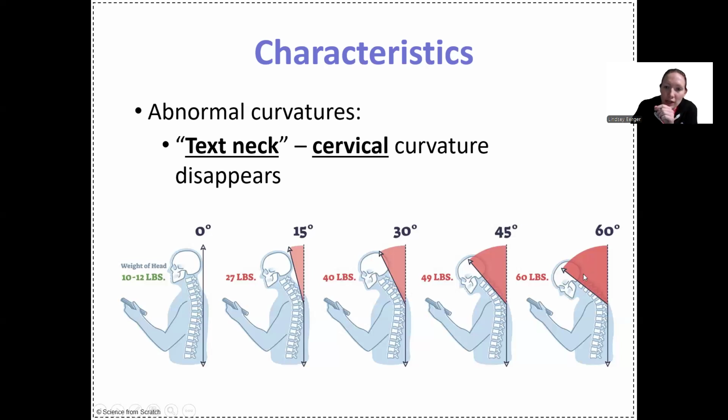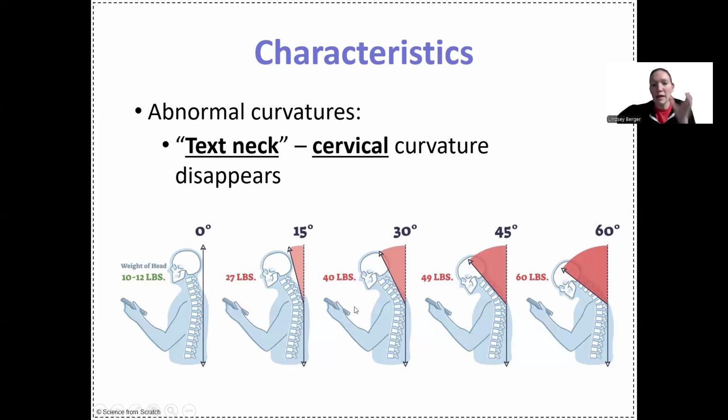He's at a 60-degree angle. So now he's got this bad curve going to his neck and it's starting to get closer to his shoulders, in the thoracic region of his spinal column. Goodness gracious. If you just have a slight tilt, like you're just glancing at your phone, the weight of your head is now 27 pounds. We double that, we go to a 30-degree angle. So it needs a little bit more of an incline. You're looking down. 40 pounds.